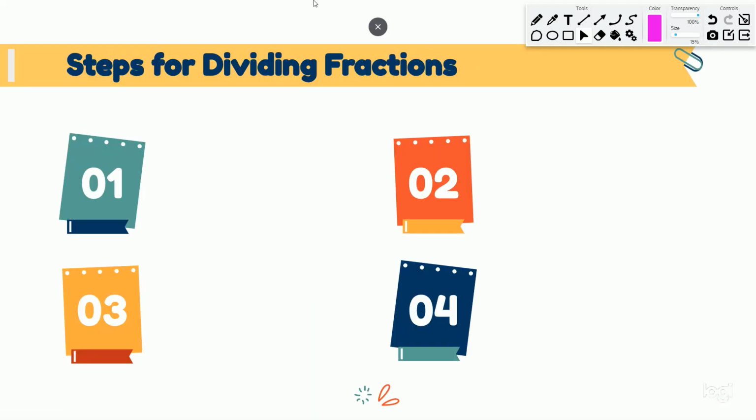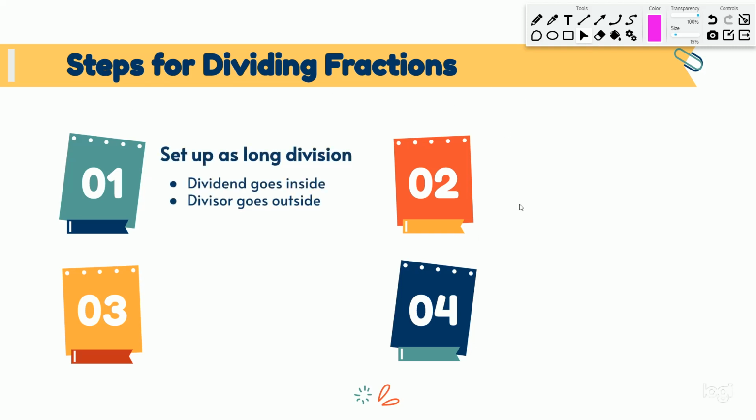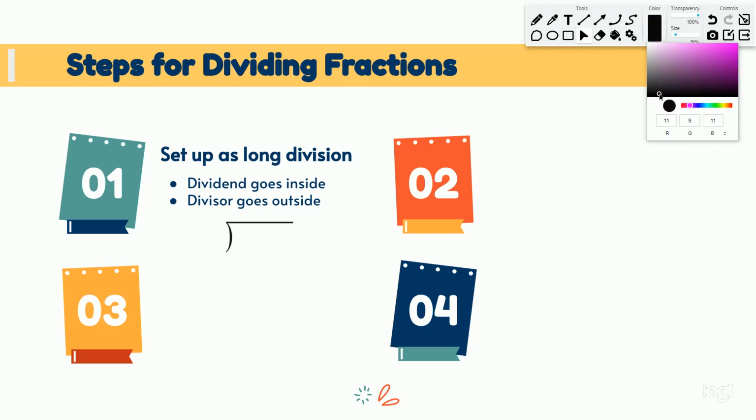All right, now for the steps for dividing decimals, we have 4 steps that we're going to go over today. So the first step is to set up the problem as a long division problem. So that's where we have our long division sign, and then we have to write our numbers in the problem. So we would have the divisor that goes inside, or sorry, the dividend.